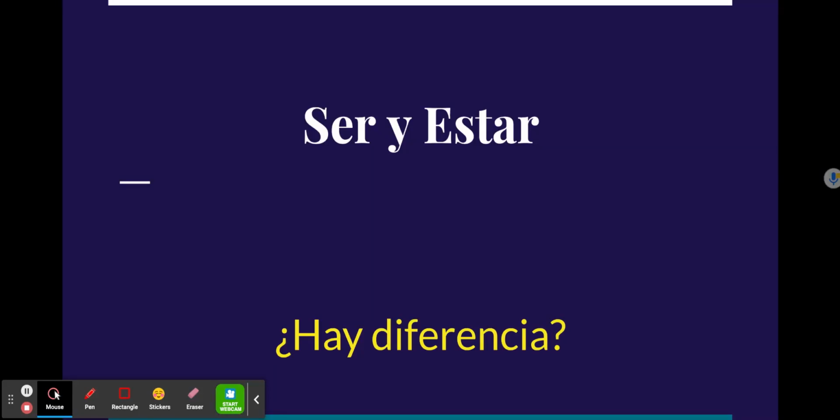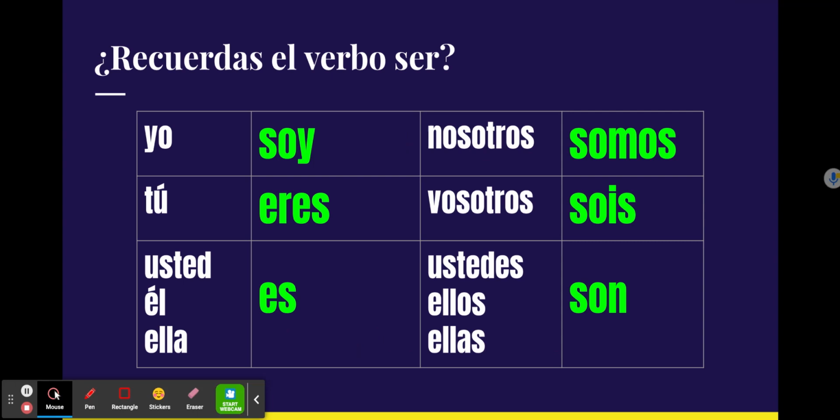Today we're going to talk about ser and estar. Is there a difference? Write the forms of ser in the correct chart on your notes. The forms are yo soy, tú eres, él, usted, and ella es. Nosotros somos, vosotros sois, ustedes, ellos, ellas son. Notice that none of those have an accent mark.